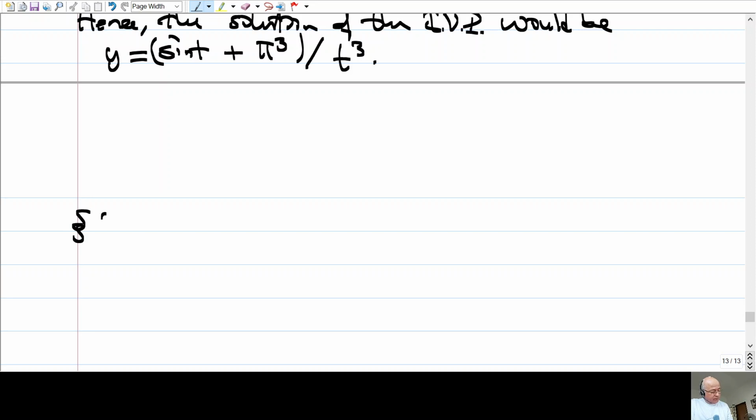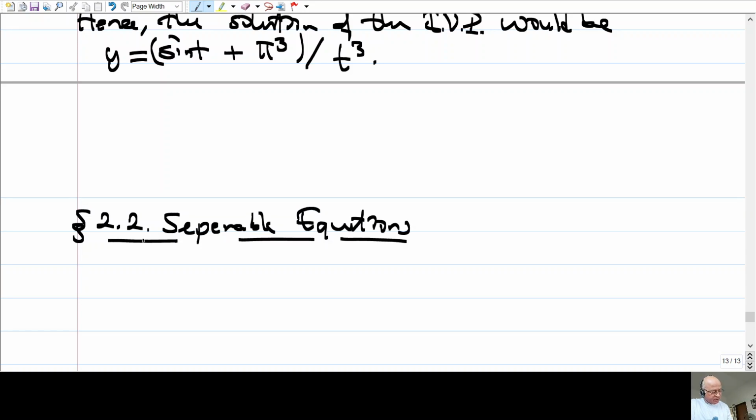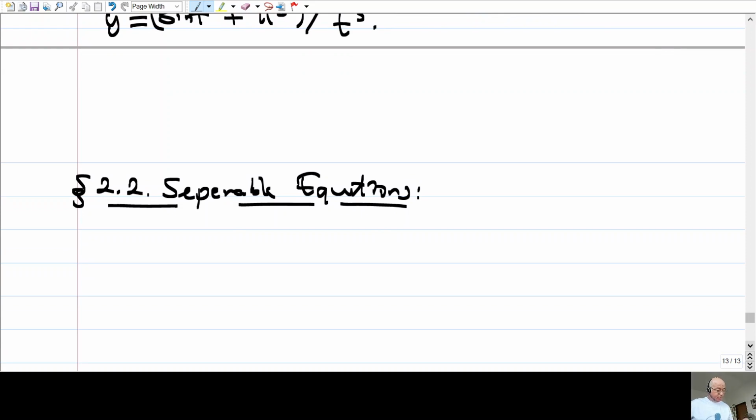Okay. Now let's see another type of equation, so-called separable equations. Actually, we have seen many examples of separable equations, but let's see more systematically. First we will study first order equations, then we will start second order equations. First order equations have usually the following form.